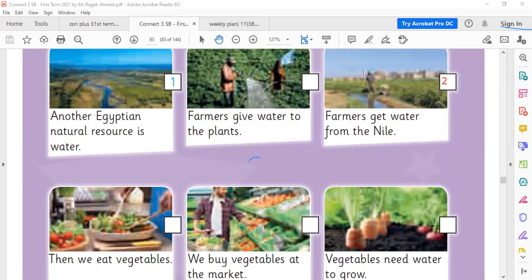Iyad Muhammad Ali. Yes, teacher. What is number 3? Farmers give water to the plants. Excellent. This is number 3.